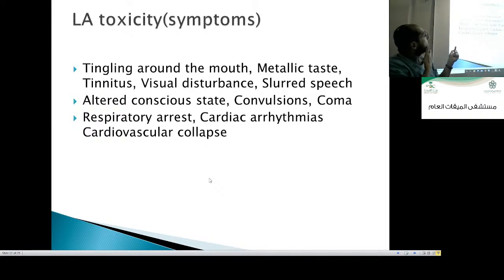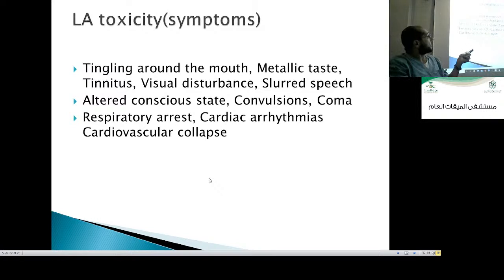How to diagnose is very important. The first sign in local anesthesia toxicity is tingling and numbness around the mouth. This is a very subtle sign, and it needs an intelligent patient and an intelligent doctor who keeps in mind that he may experience local anesthesia toxicity. Usually, the patient and the doctor, both of them, will bypass this step.